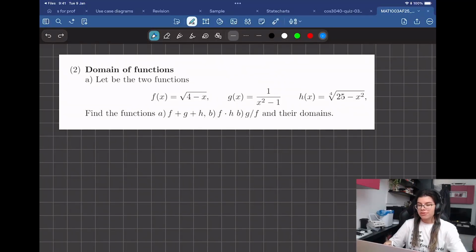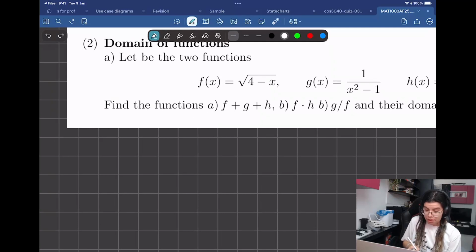Alright guys, let's solve problem number 2 from the sample midterm. That's part A. You're given 3 functions actually, not 2, and you're asked to find the sum of a couple of them or the dot product or the quotient, and then find the domains. I think this is one of the easier tasks on the midterm, so you should definitely make sure you understand how to find the domains when there's interacting functions, because I think these are decently easy points, right? So how do you do it?